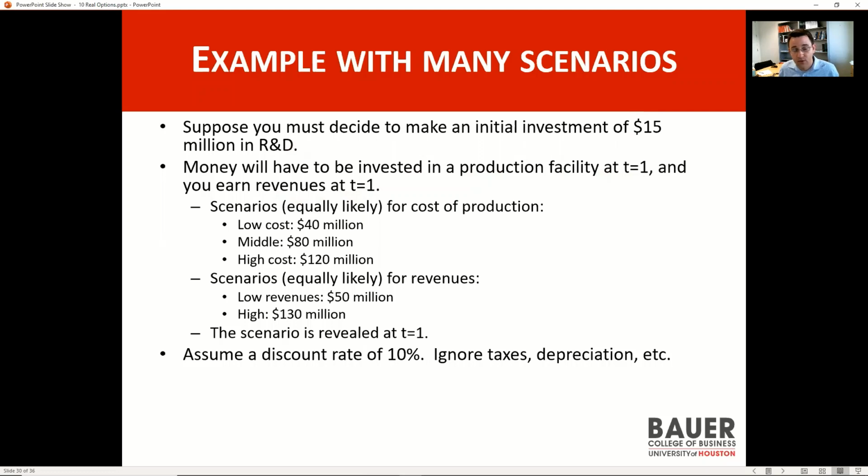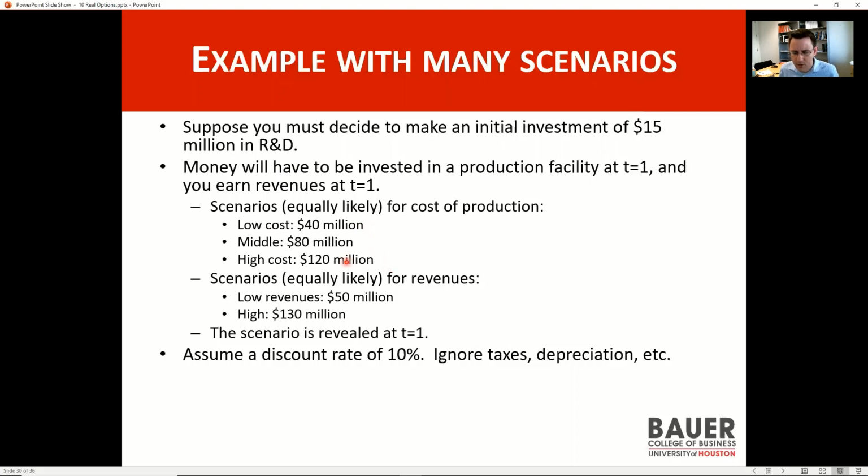There's uncertainty, though. Just like all of our examples, we have this first ingredient for any real option problem, uncertainty. We don't know exactly how much the production facility will cost to make, right? It could be low. Maybe it's only 40 million. It could be middle, 80 million, or high, 120.